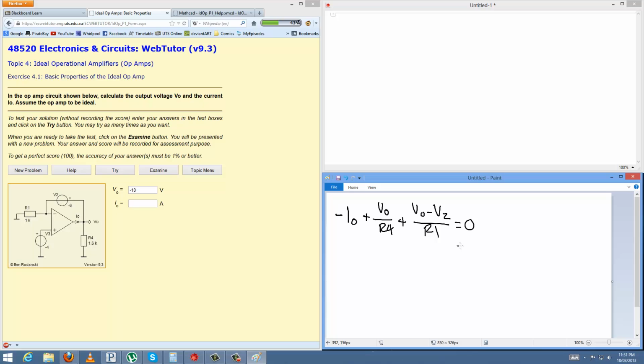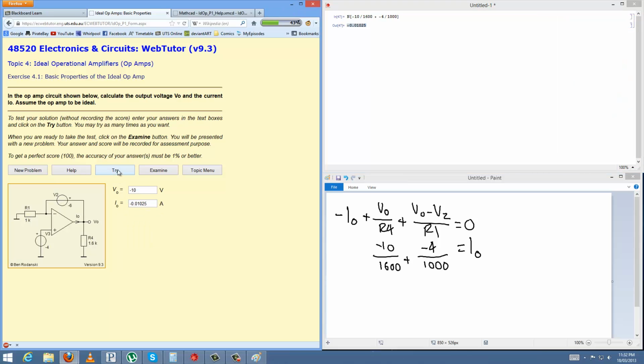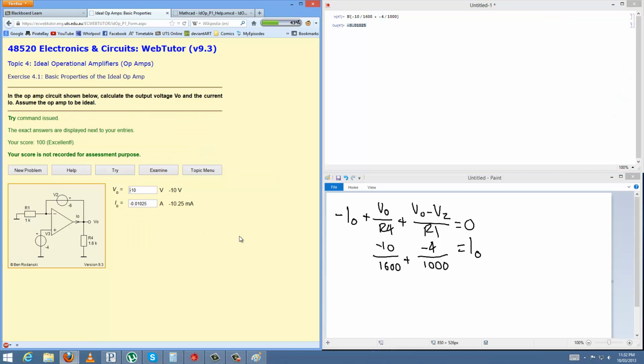If we take IO to the right hand side and sub in our answers, minus 10 on 1600 plus, it'll be minus 10 minus 6, so minus 4 on 1000. If we plug that into our calculator, you can simplify that, but I'm just doing it for simplicity, taking it from the equation. Copy that into here and try, and voila, that'll be our first answer.